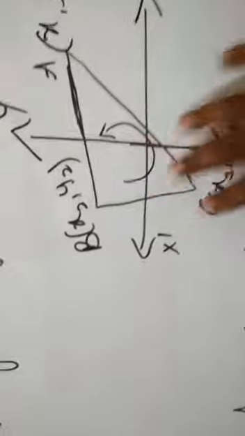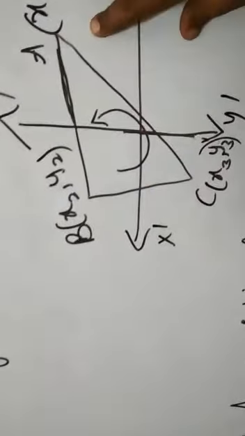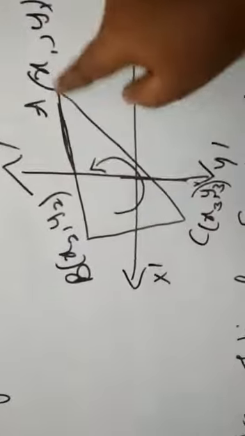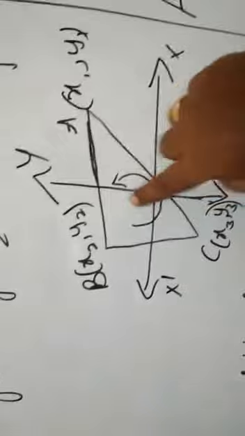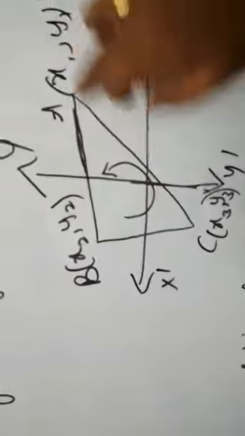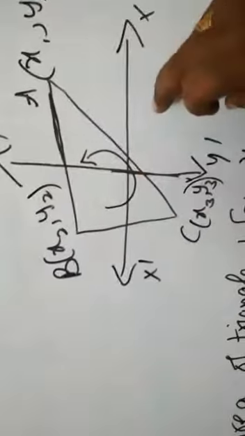Okay. Now if 3 points are given in the coordinate plane, that is in the graph, and we join all the 3 points and make a triangle, how do we find the area of this type of triangle? That's what we are going to study. Area of a triangle if we know 3 points in a graph.